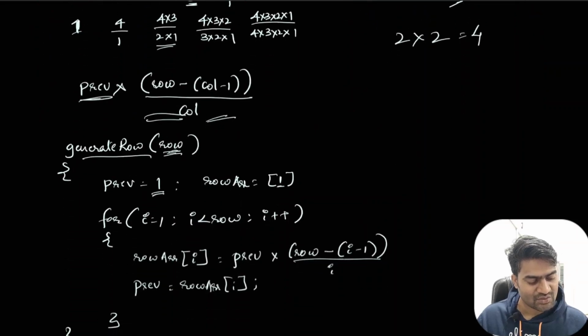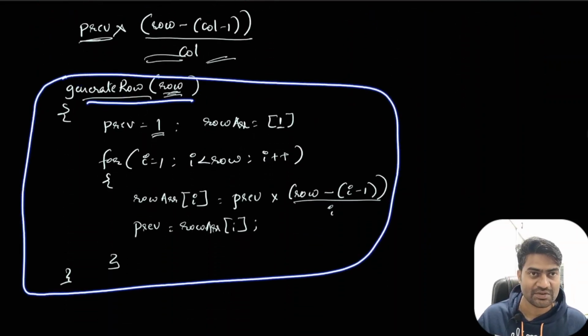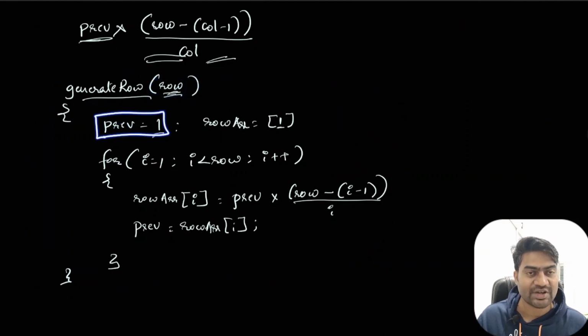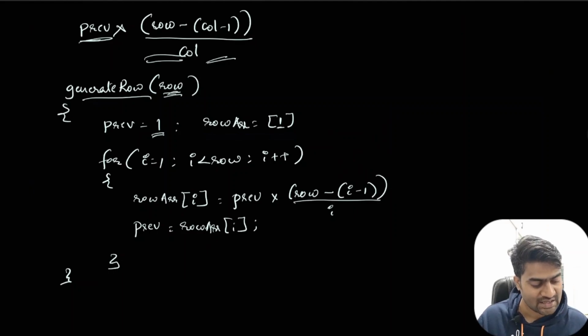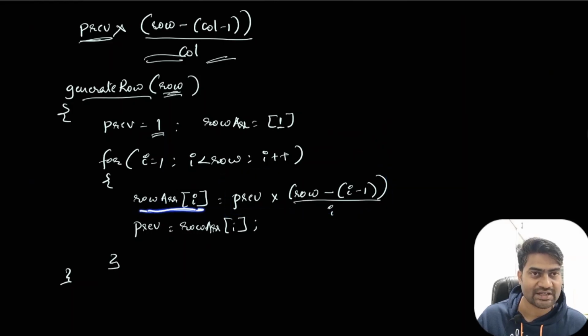I have also copied our previous method, generate row, which accepts the row index, and then we have taken a previous variable to store or remember the previous value. Then we have taken an array to store that entire row. Then from i equal to 1 until our row, we used the formula we discussed in our dry run, and we populated the values.